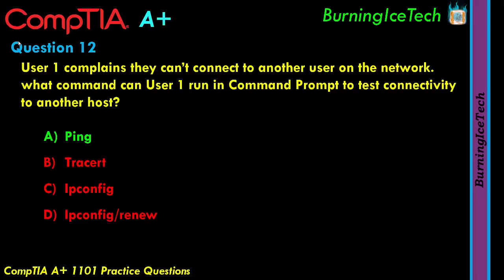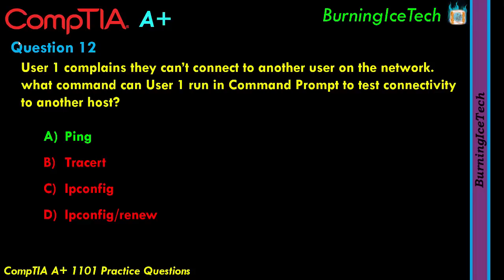Looking at answer C, ipconfig is just to show you basic overview of that specific device's network configuration. It'll show you the IP address, the subnet mask. That's pretty much it. It doesn't show you much other than that.